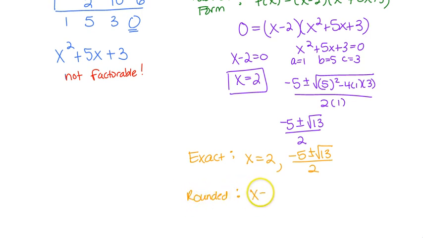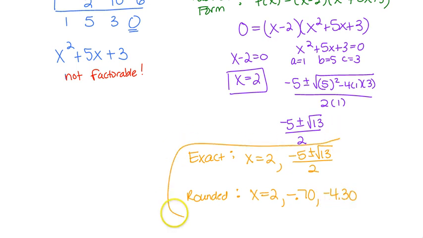Rounded answers would be x equals 2. I would plug this into my calculator and get a negative 0.70 and a negative 4.30. So again, read the directions, make sure that you're following what's being asked of you. And what I would do right now if I was you is I would double check putting the quadratic formula into my calculator and make sure that I'm able to get the answers negative 0.70 and negative 4.30.